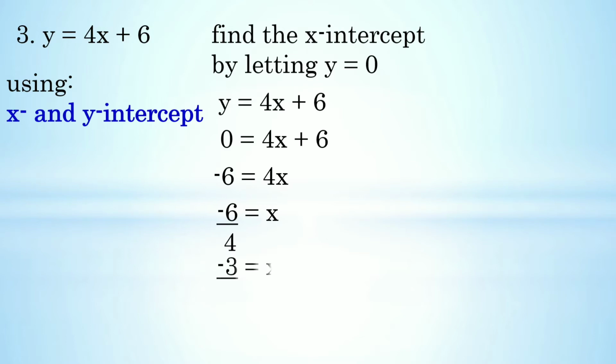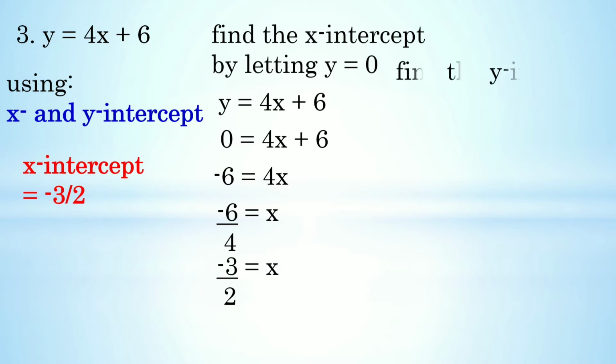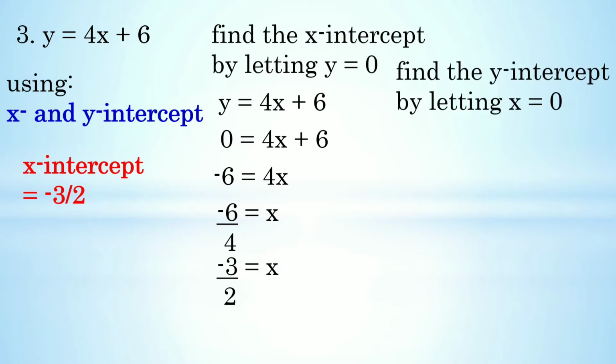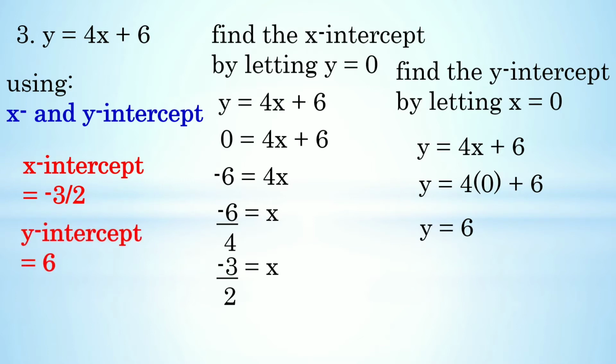So ang makukuhang value natin for x ay negative 3 over 2. So ang ating x-intercept ay negative 3 over 2. And then to find the y-intercept, let x equals 0. So palitan natin si x ng 0. So ayan po. Then, the value of y is equal to 6. So, our y-intercept is 6.